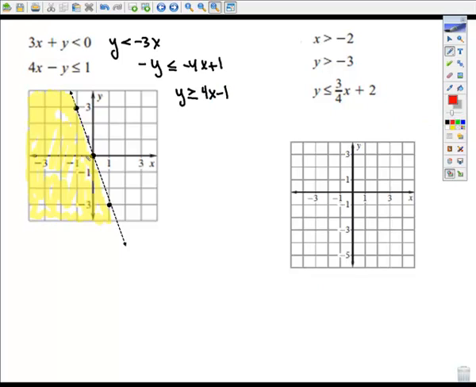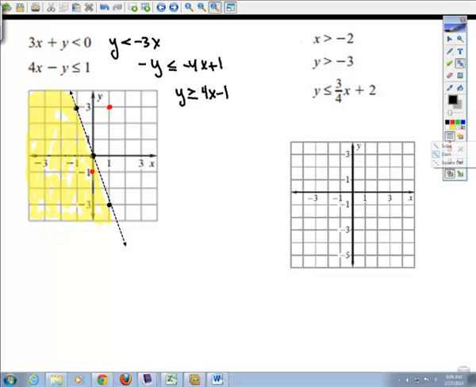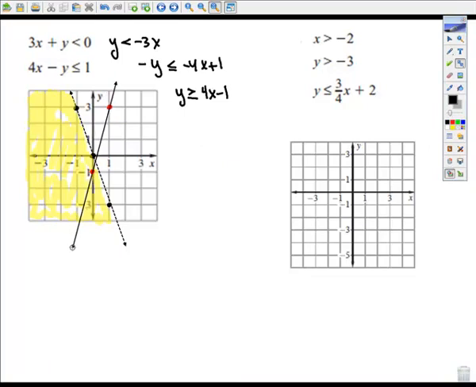So my y-intercept is negative 1. My slope is positive 4x, so 1, 2, 3, 4, and up 1, 1, 2, 3. I can't go any further. Here, this is a solid line because it does have the equal sign under it. So I'll just drag through here.